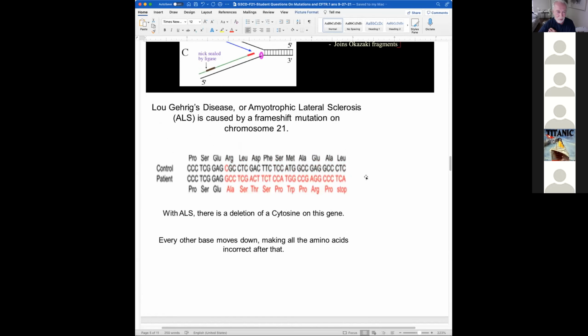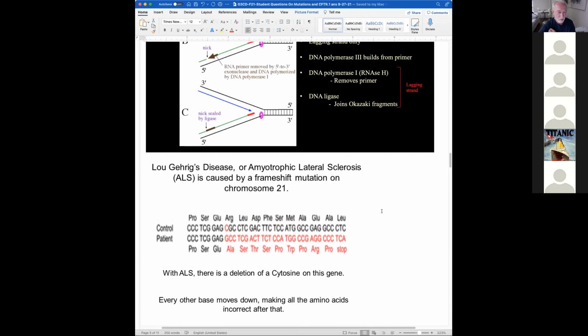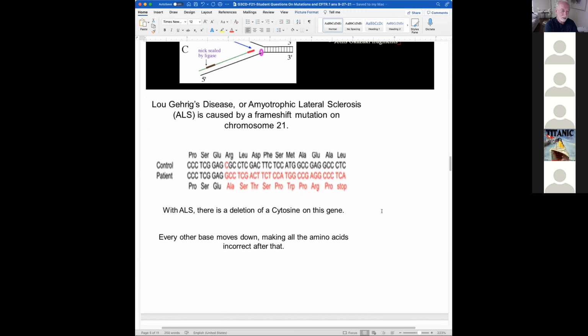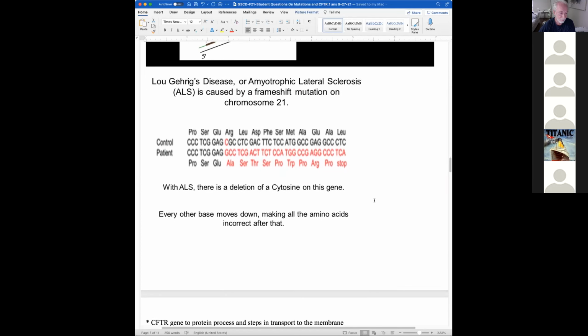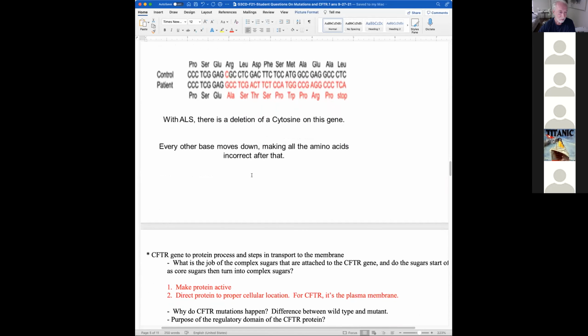So the point I'm trying to make here is responding to why are more mutations likely to have greater consequences, because they change the amino acid sequence more, and that is likely to have a greater effect on the physiological job that protein does. So it states here that after the mutation, every other base moves one place, which makes all the amino acids incorrect after that.